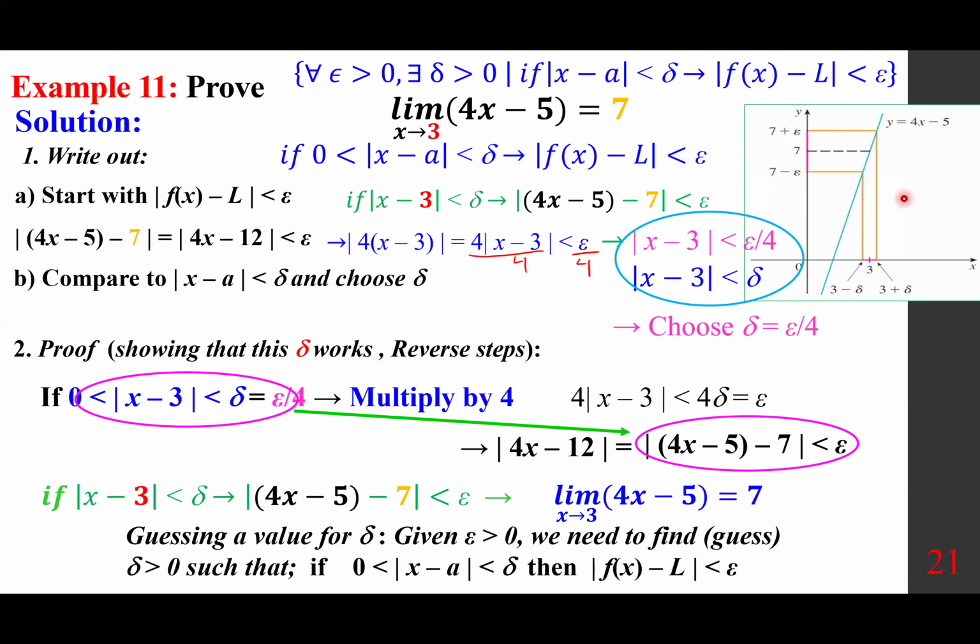And let's look at the graph. As we look at the graph, here's along the x-axis 3. You go to the left and right by delta. Here's the limit 7. You go up and down by epsilon. And that's the concept that the limit indicates for us.